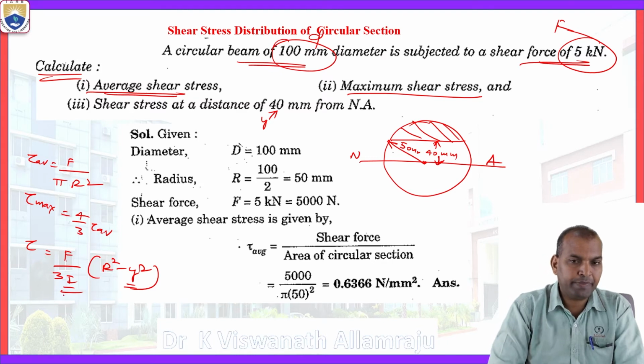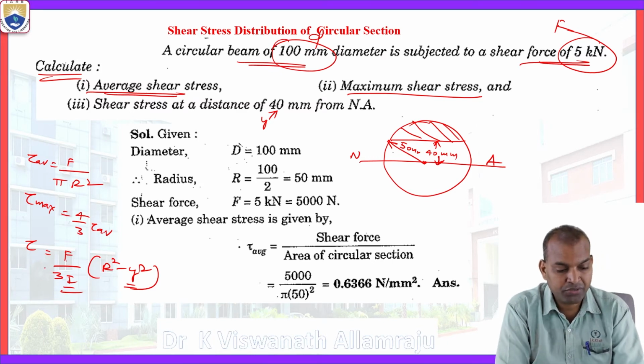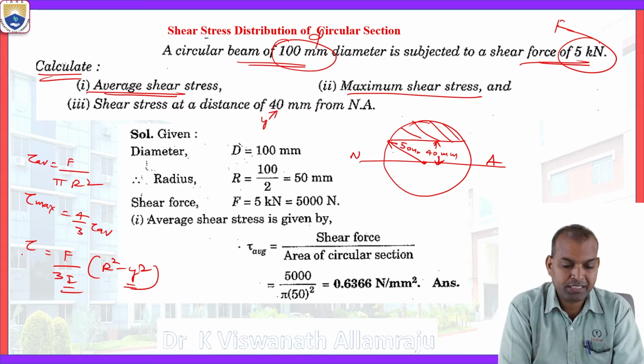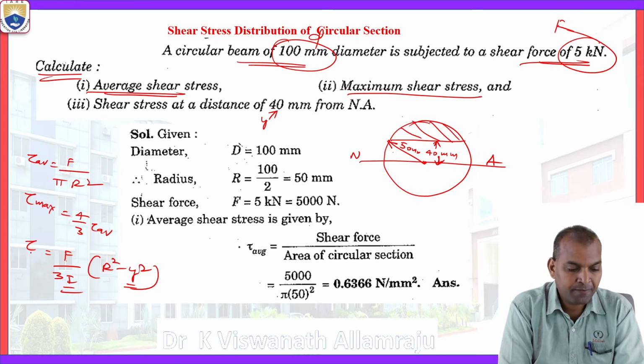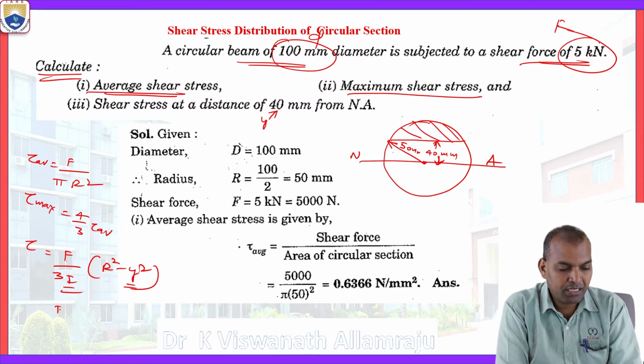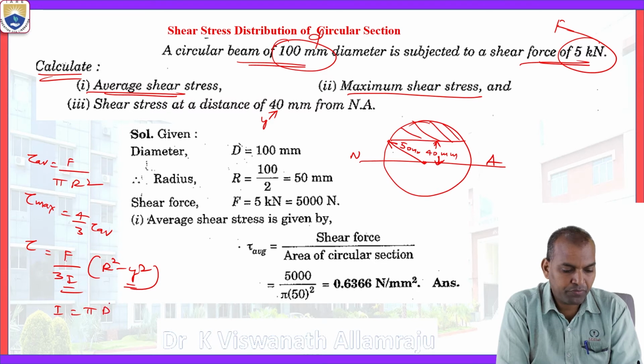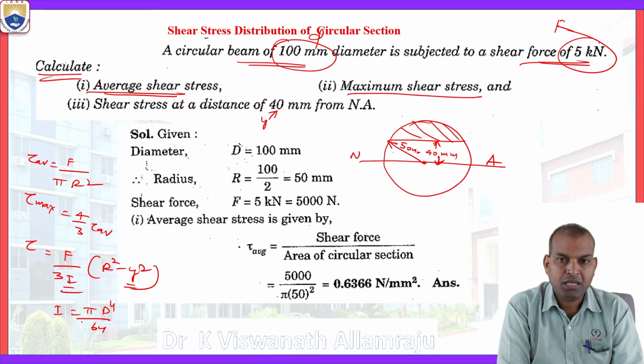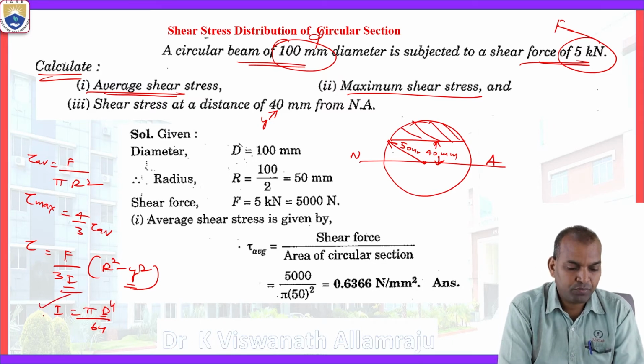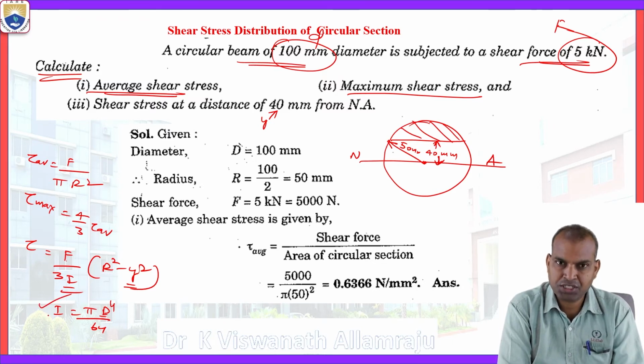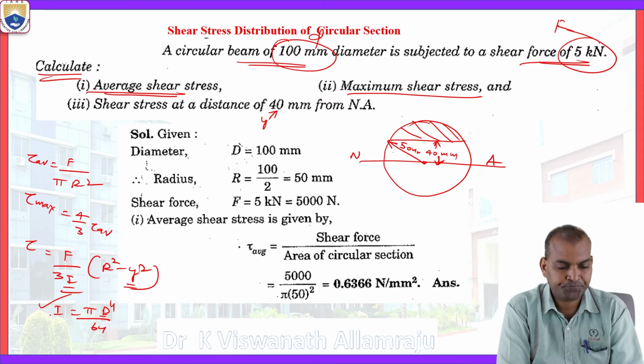One more parameter is required in order to achieve the distance, that is, the shear stress at a distance of 40 millimeters. This I comes from pi d power 4 by 64, where d is here 100 millimeters. After substituting, we'll get the value of the moment of inertia of the whole circular section.